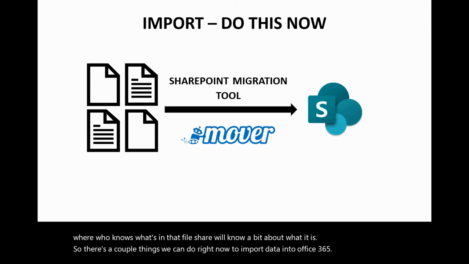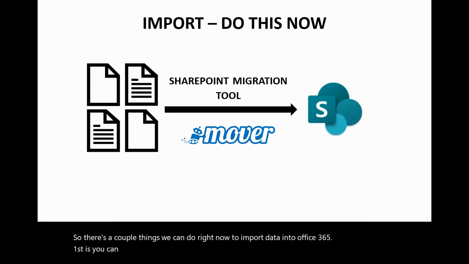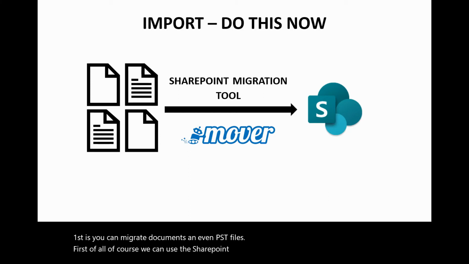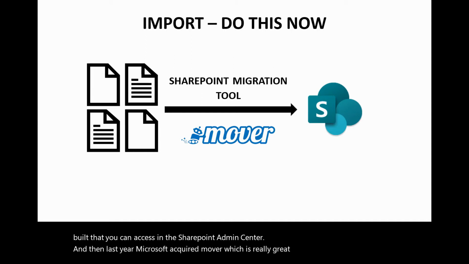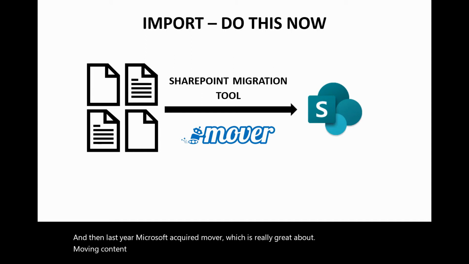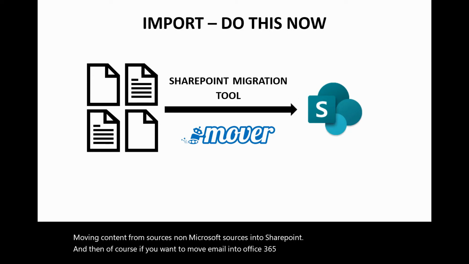There's a couple things we can do right now to import data into Office 365. First is you can migrate documents and even PST files. Of course, we can use the SharePoint migration tool. This is a tool that Microsoft built that you can access in the SharePoint Admin Center. And then last year, Microsoft acquired Mover, which is really great at moving content from non-Microsoft sources into SharePoint. And then, of course, if you want to move email into Office 365, there are third-party tools to do that as well.